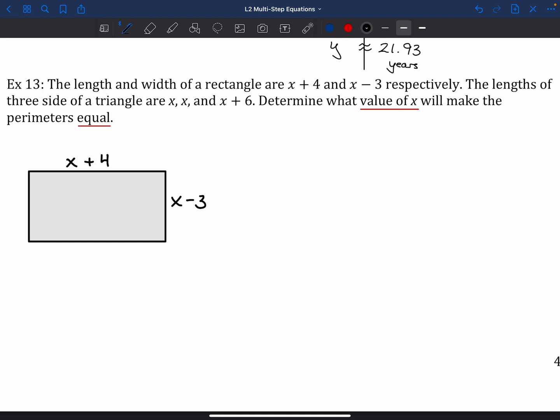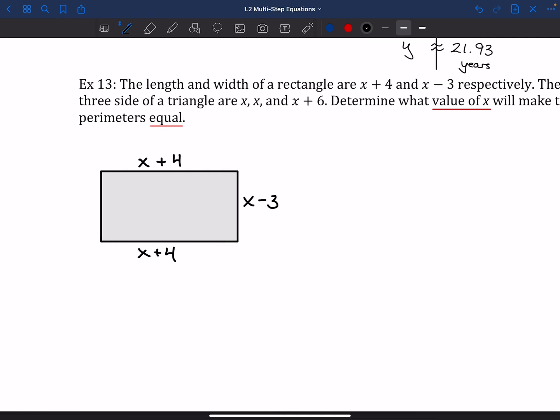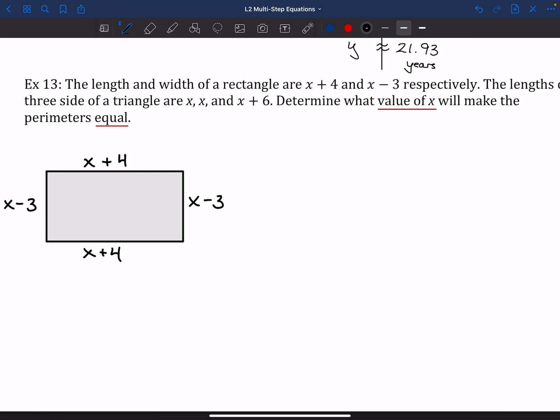Right, so if I'm thinking about a rectangle, I know that top side with the x plus 4, well, the bottom side is also going to be x plus 4. That's how rectangles work. X minus 3 on the side there is also going to be x minus 3 on the left side. Right, so we know that.